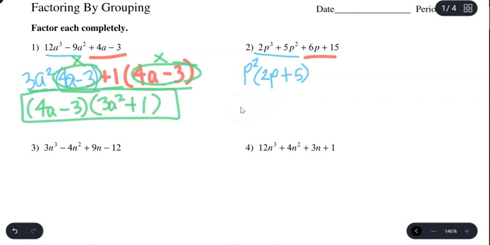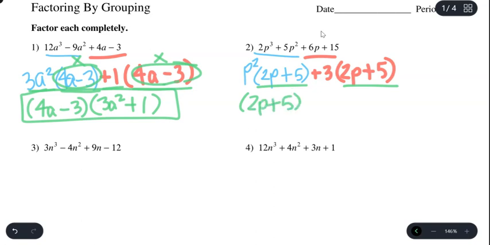So let's come over here. What can I factor out of positive 6p and positive 15? And the signs are going to be important. Well, that's a positive 3. If I factor out a positive 3, that leaves me with 2p plus 5. And that's my desired result, because now what can I do? I can take 2p plus 5, and I can factor it out because both of them have it in common, and that leaves me with p squared plus 3.